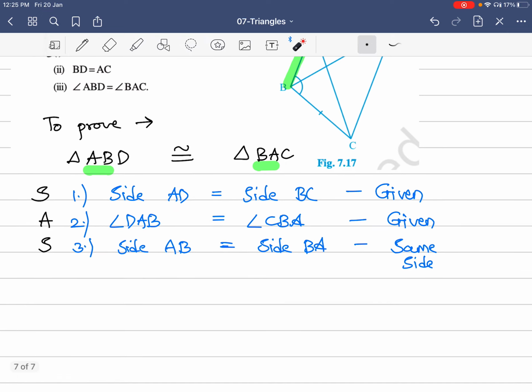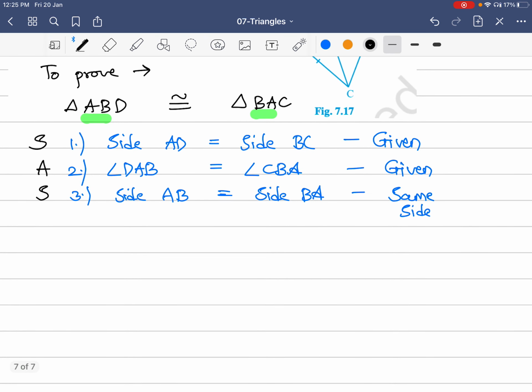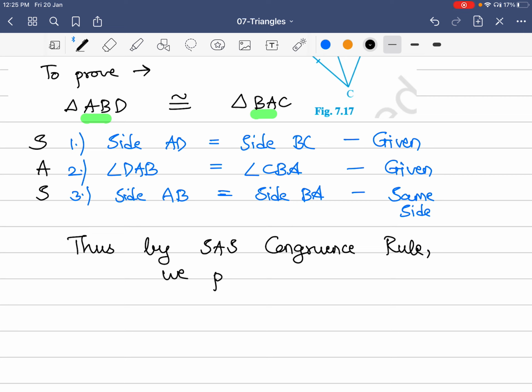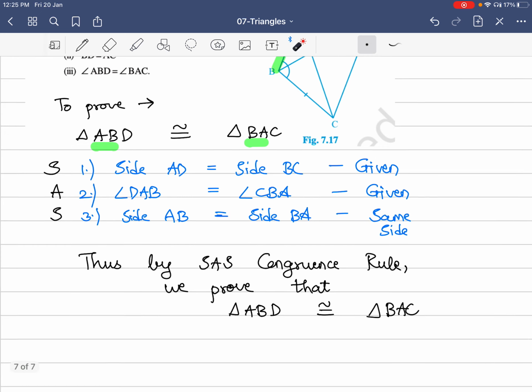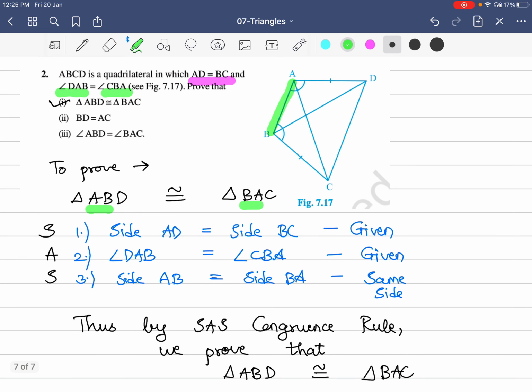So thus by SAS rule, now I'm going to note that down. Thus by SAS congruence rule, we prove that triangle ABD is congruent to triangle BAC. Once again, be careful about the order in which you write the names of the triangles. It has to be ABD and BAC. So thus, first part is done.